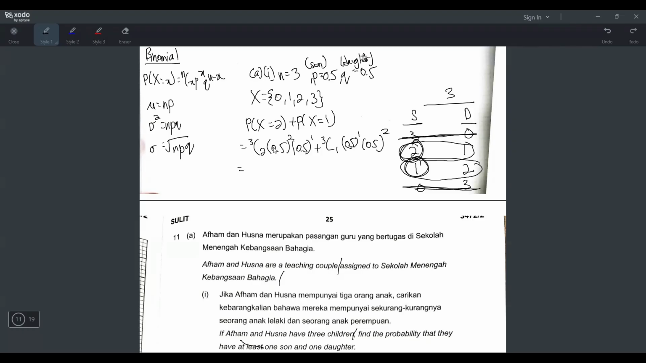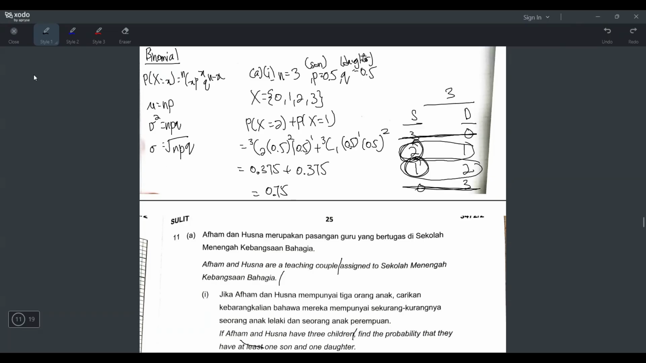Okay, 3 times 0.5 squared times 0.5. My calculator gives me 0.375. And then don't forget to plus 3 times 0.5 times 0.5 squared. Oh, 0.375 also. So now when you add, you will get the final answer. My calculator gives me 0.75. And that means that's the probability. That's the answer. The probability that they have at least one son, one daughter is this.